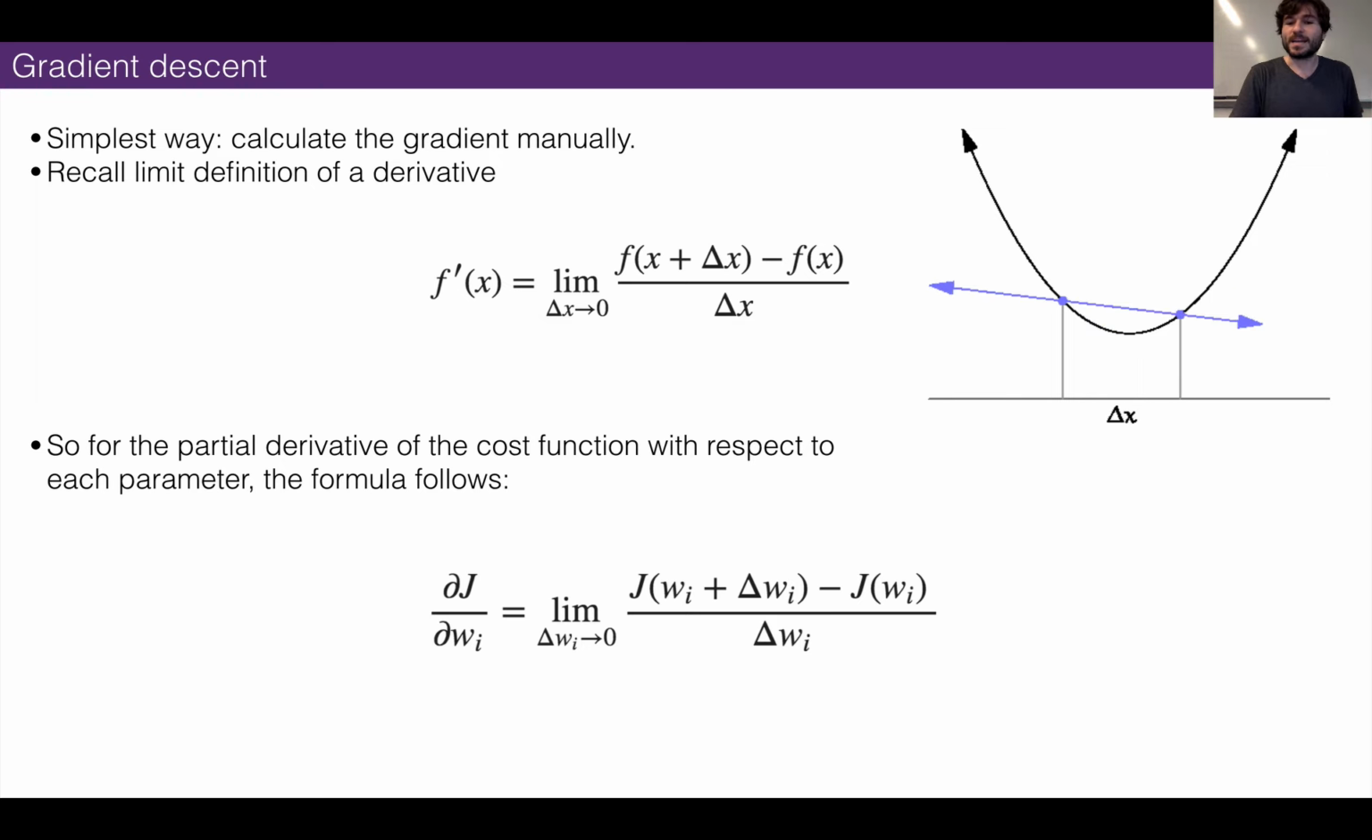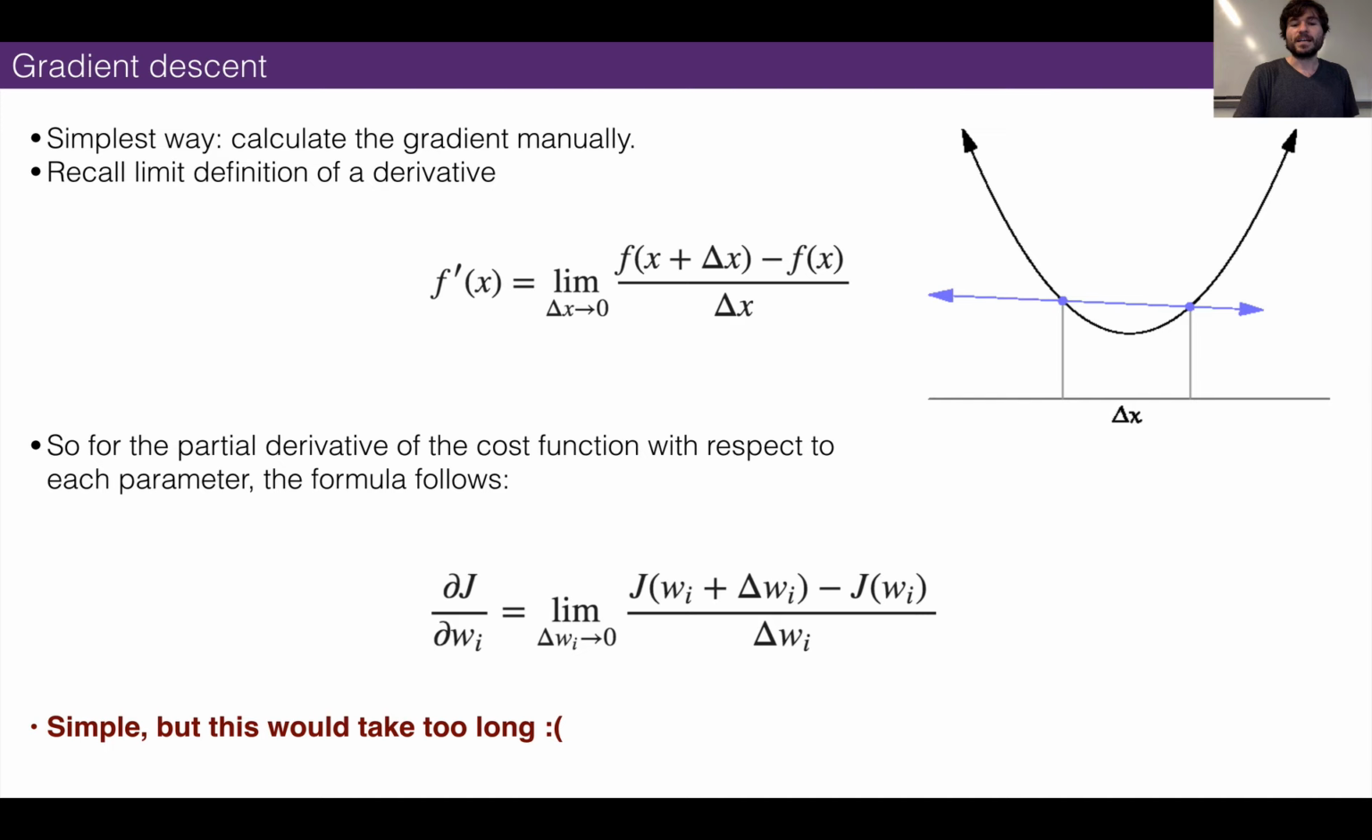But the problem is that it's really simple, but it would take too long. Because you have to calculate this J, you have to do a forward pass, which is a lot of operations, and you have to do it for every single parameter that you have. So that might be hundreds of millions of them. So it's going to take a really, really long time to calculate the gradient. So this doesn't work.